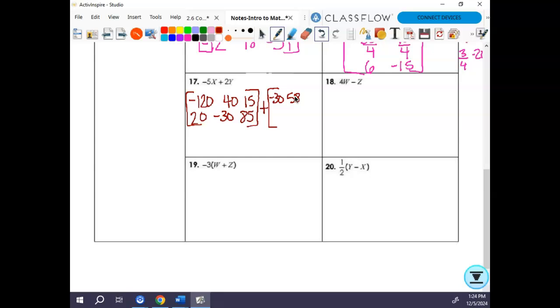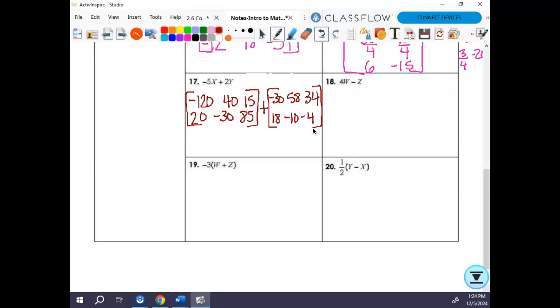Sorry, I'm looking at the wrong numbers on here. 2 times 17 is 34. And then negative 10 and negative 4. Do we agree with that?